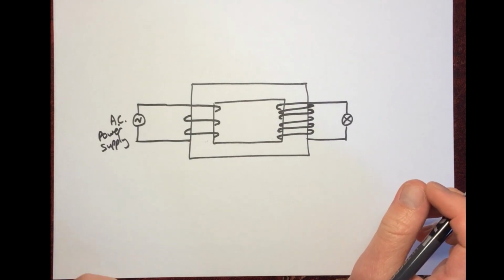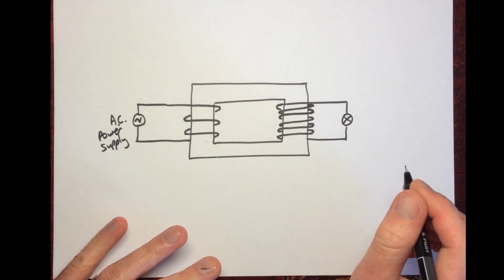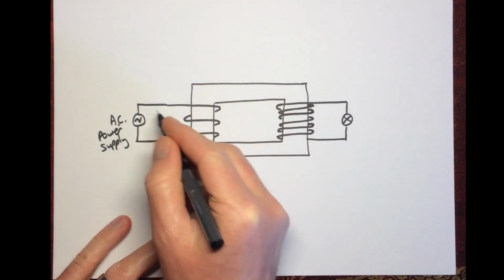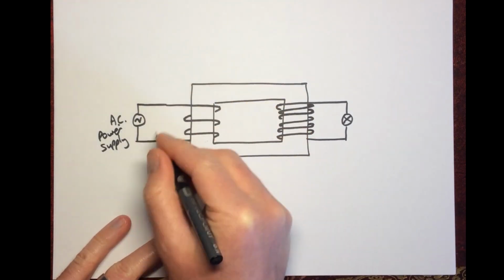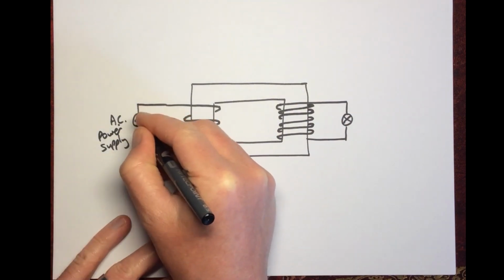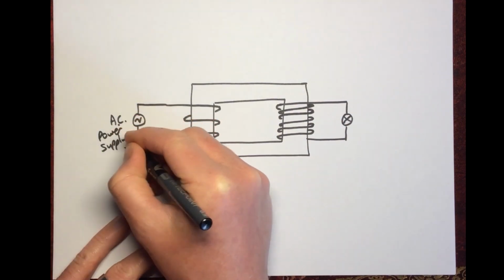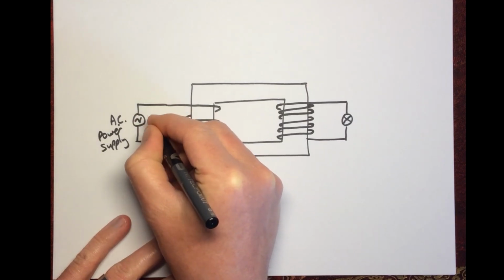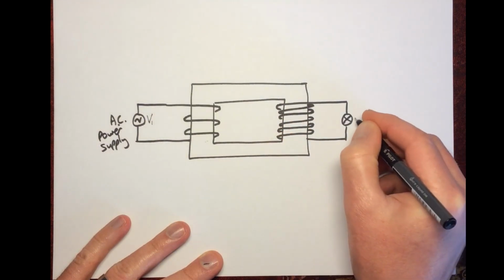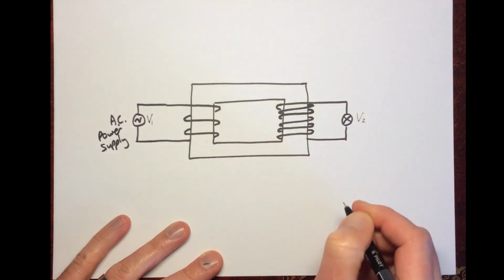In this video we're just going to quickly talk about the relationship between the number of coils and the voltage. So here's our primary coil and secondary coil. Now the voltage across the input coil, excuse the dodgy symbol here for the AC power supply, we're going to say is V1. The voltage that gets induced then across the output coil we're going to say is V2.